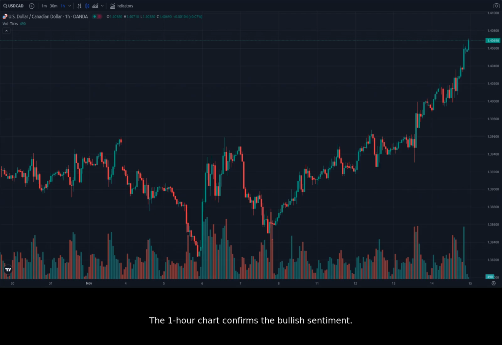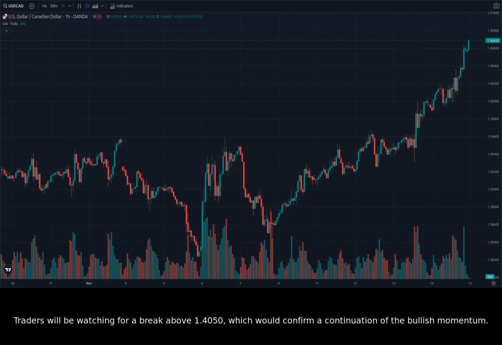The 1-hour chart confirms the bullish sentiment. The price action suggests that the USDCAD is poised to continue its upward trend. Traders will be watching for a break above 1.4050, which would confirm a continuation of the bullish momentum. A break below 1.4000, on the other hand, could signal a short-term correction. It's important to remember that the Forex market is dynamic and can change quickly.